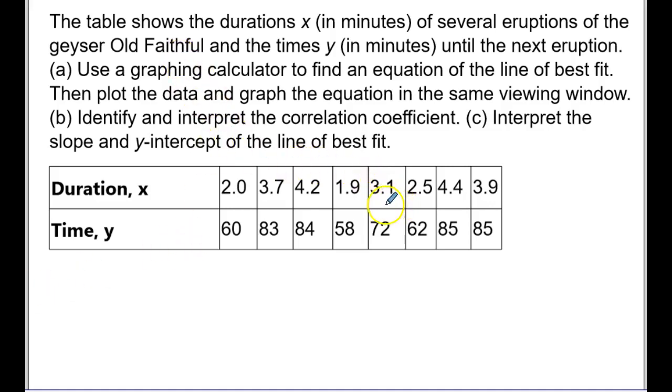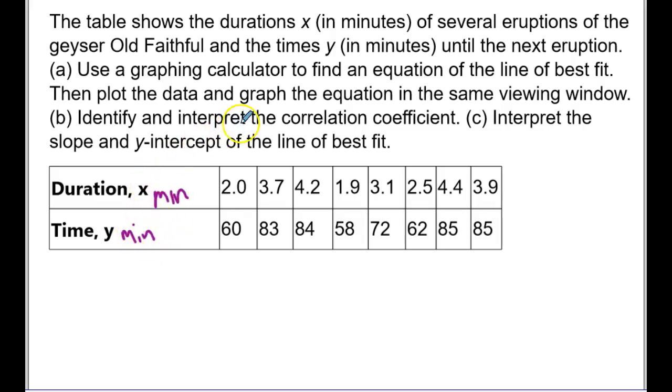The table shows the duration in minutes, which is our x, right? So here's our minutes of several eruptions of the geyser at Old Faithful, and the times in minutes until the next eruption. So this is also in minutes. And I like to label so I know exactly what I'm looking at.